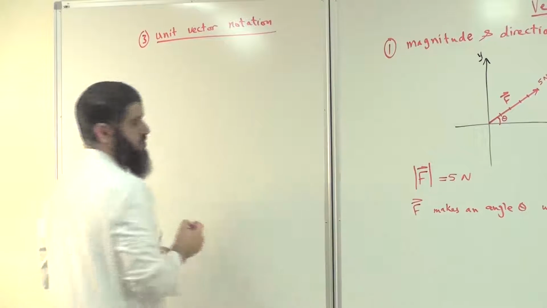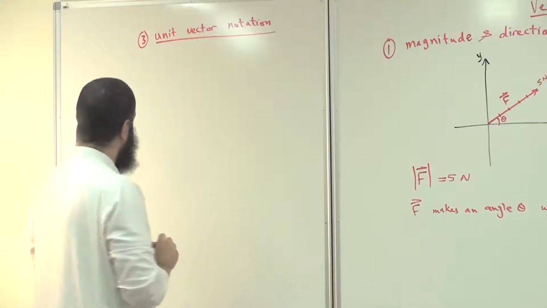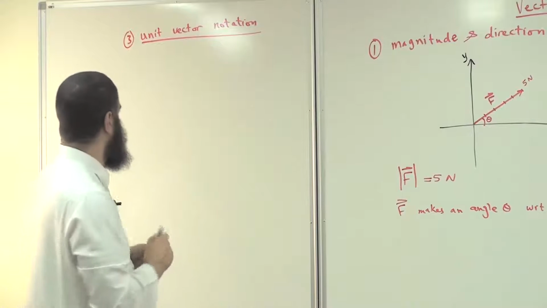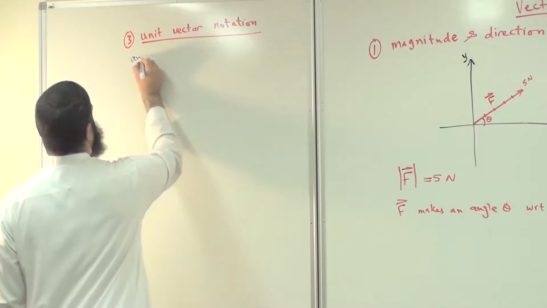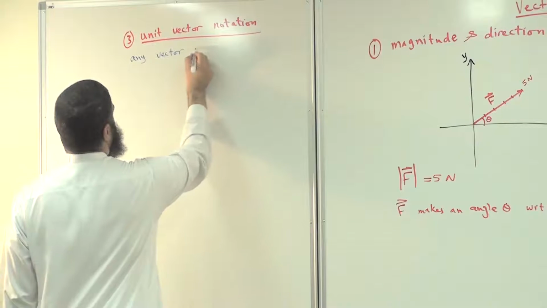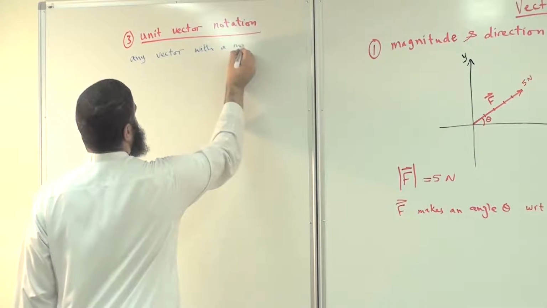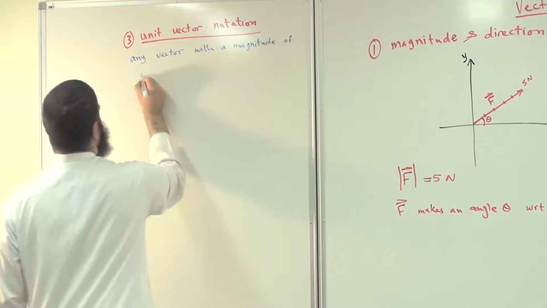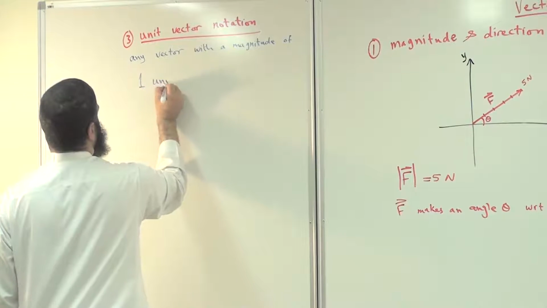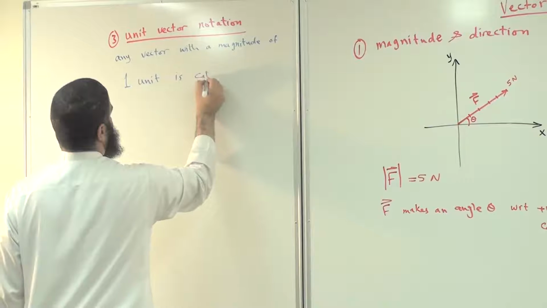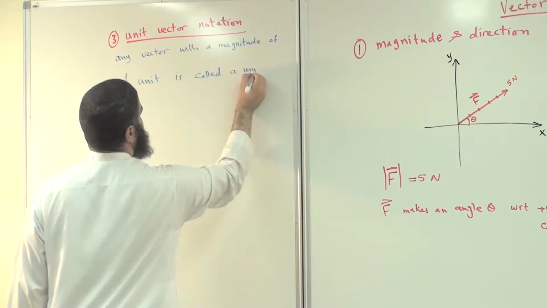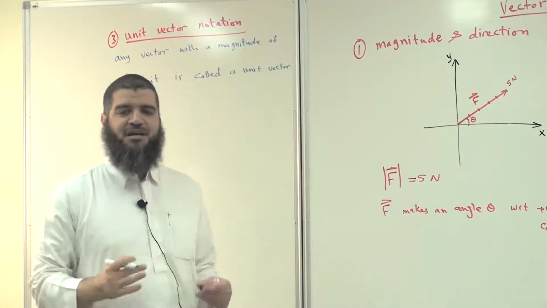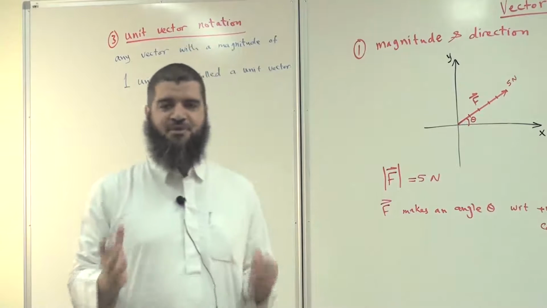Let me start by defining what we mean by unit vector. A unit vector is any vector which has a magnitude of 1. Okay, so any vector with a magnitude of 1 unit is called a unit vector. So any vector in any direction which has a magnitude of 1, we give it the name unit vector.